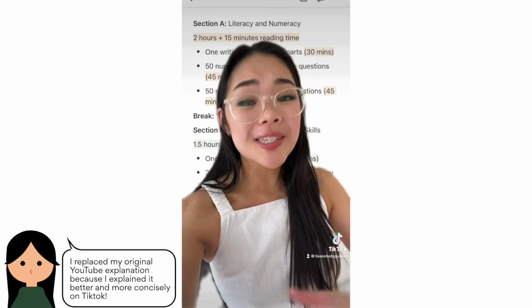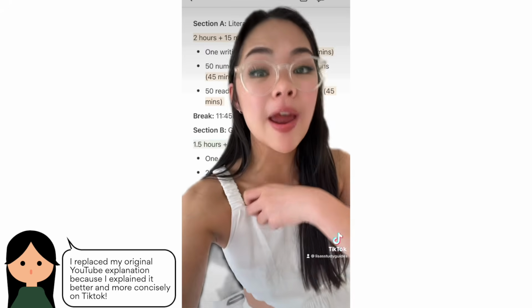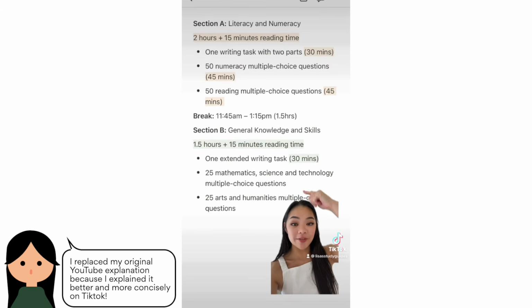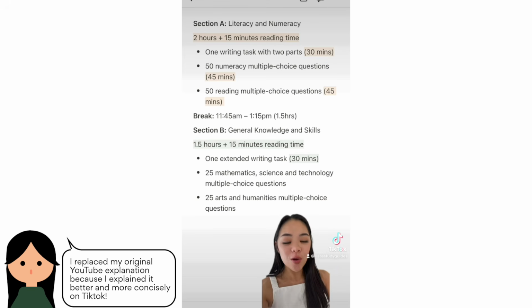This way, you actually give yourself time to think about your response, come up with creative ideas, and write more. Now, a similar thing applies for your section B. So you've got 1.5 hours and 15 minutes writing time. 15 minutes writing time is compulsory. It's the first thing you'll do, but then it's up to you what you want to do in the next 1.5 hours.